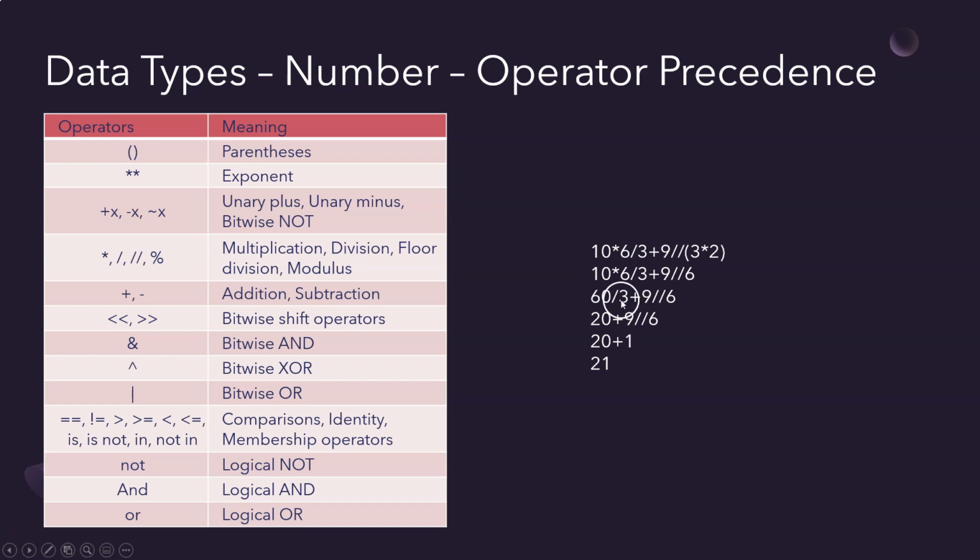And then followed by that, the next will be division. So 60 divided by 3 will become 20. And then after that, it won't do plus, because plus comes after the floor division. So it will do floor division. So 9 floor division of 6 will come as 1. And then in the end, it will do the addition. So this is how the answer will come as 21.